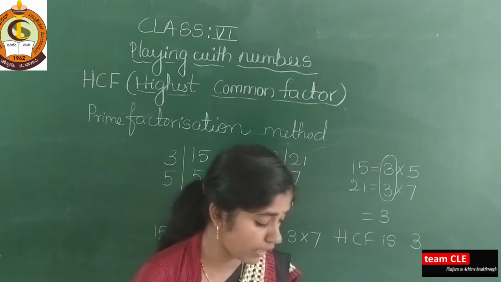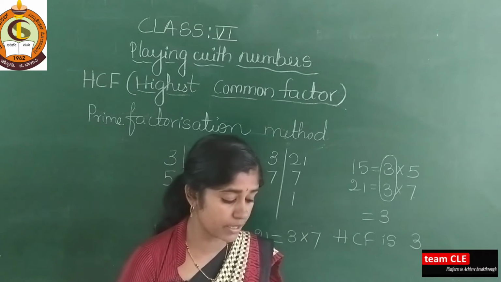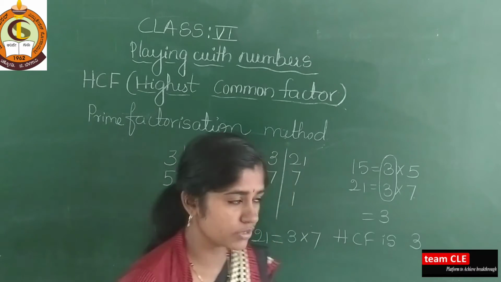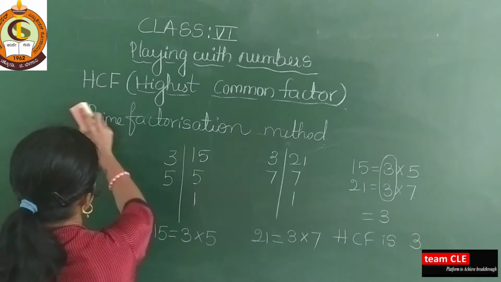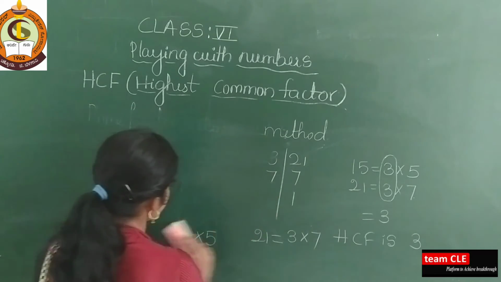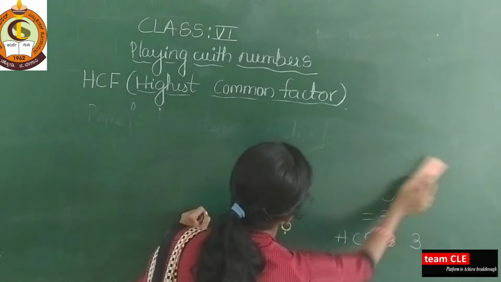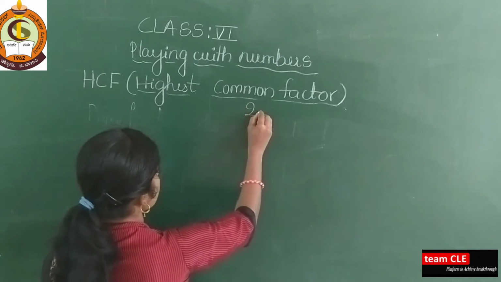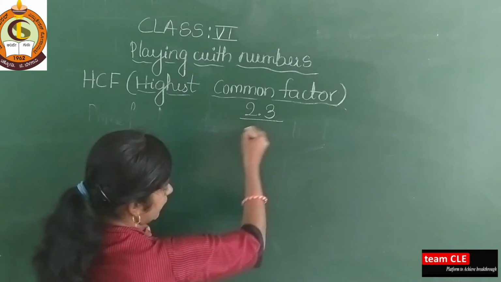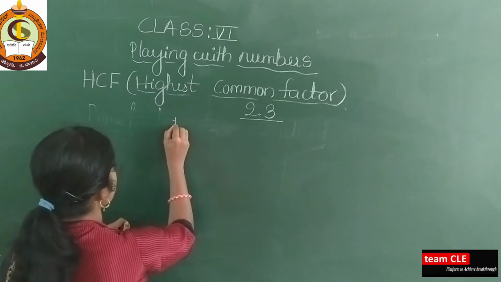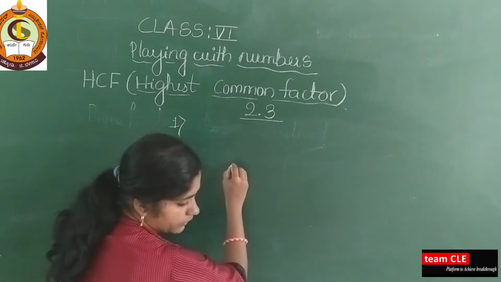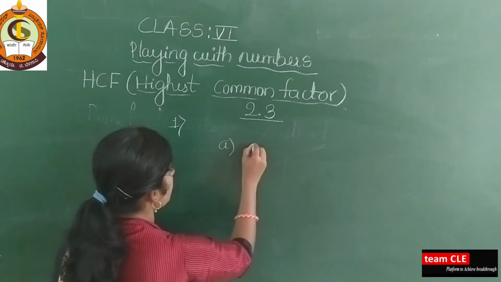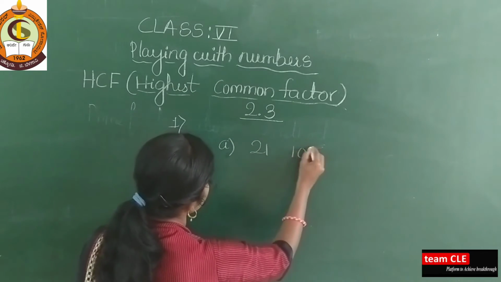Next here we will take few more examples from your exercise 2.3, and I will take here the first one. Find the HCF of the following numbers by prime factorization method. So let us take here some examples. Exercise 2.3, and the first question is A: 21 and 105.